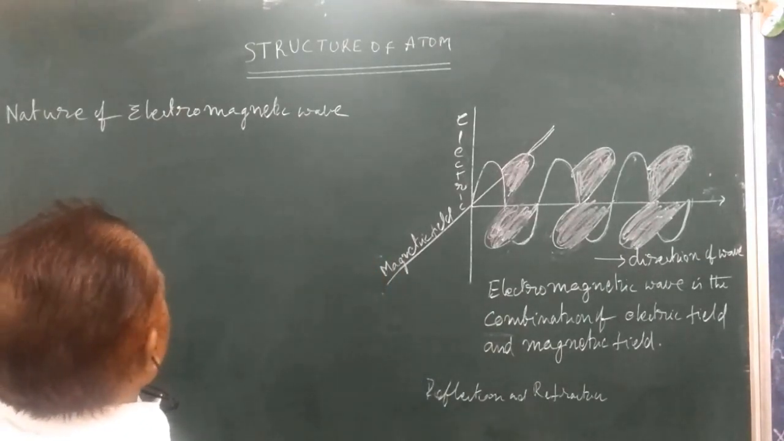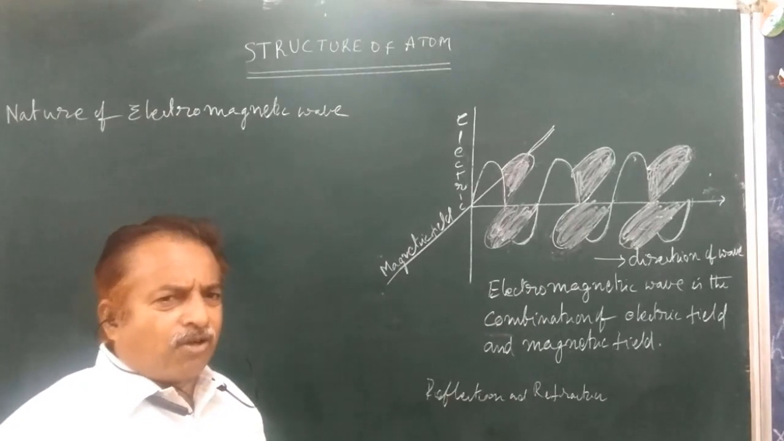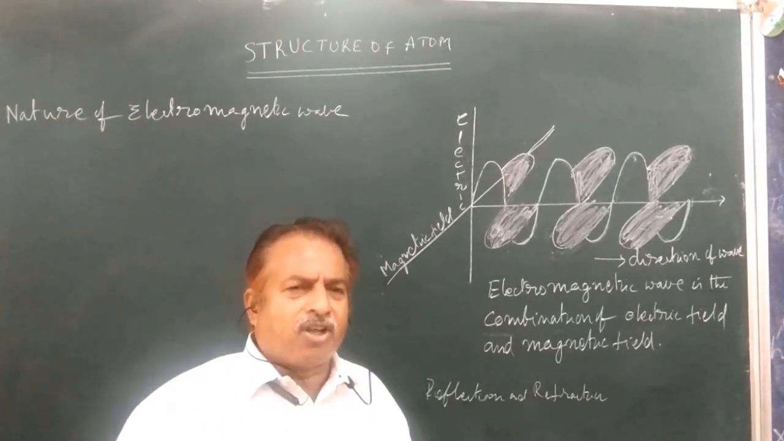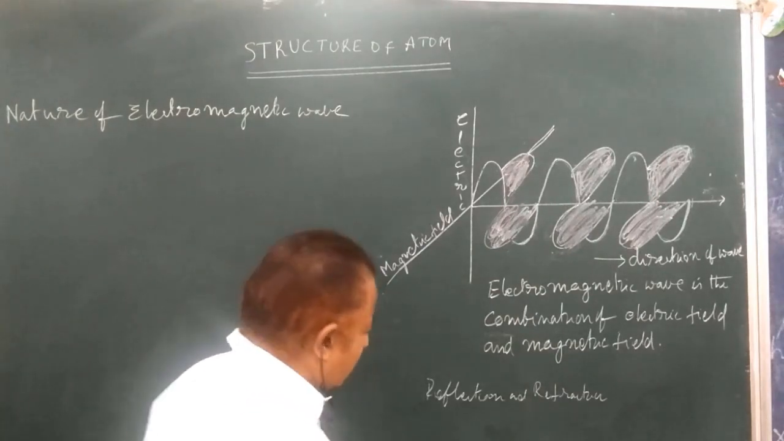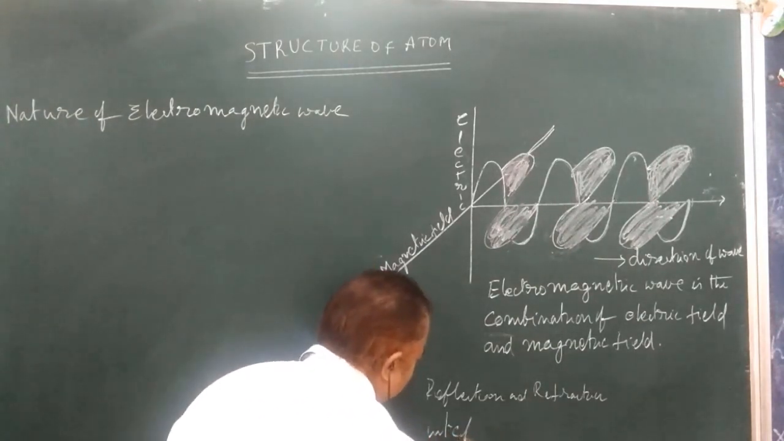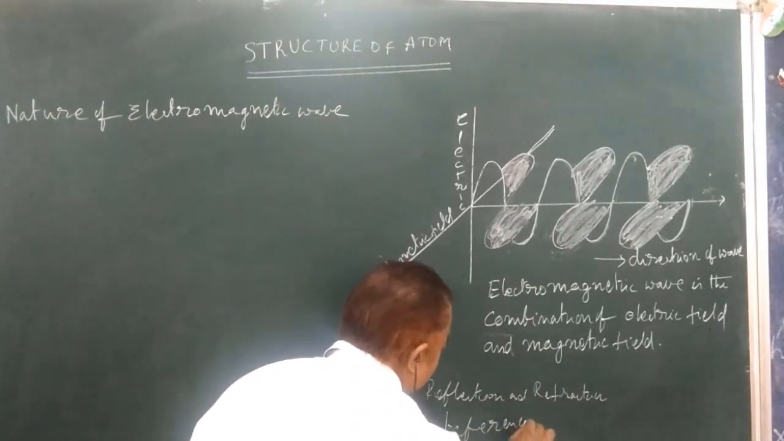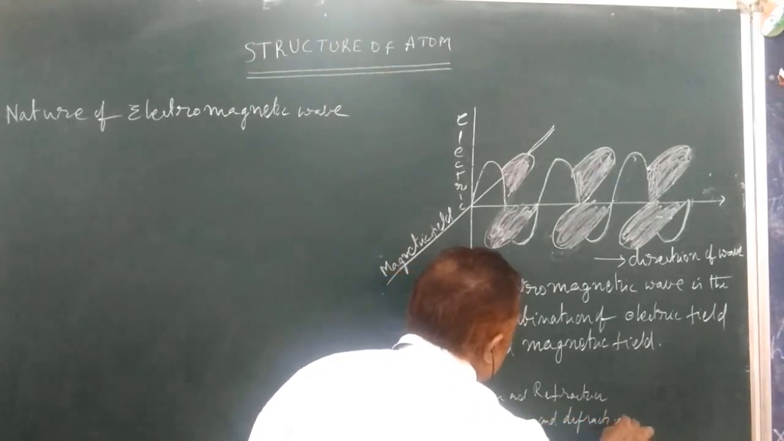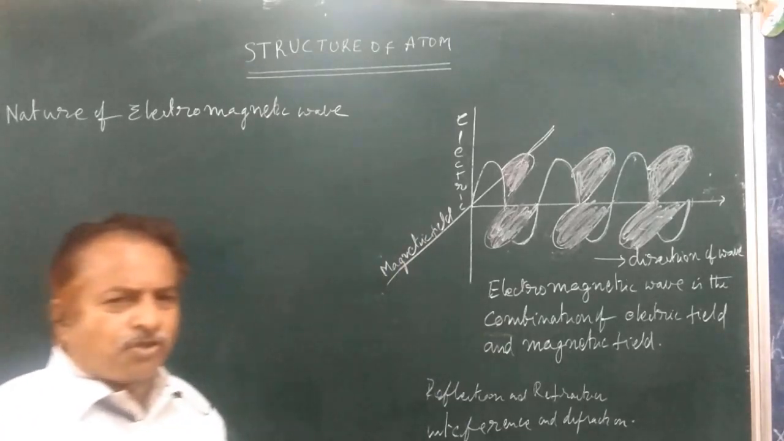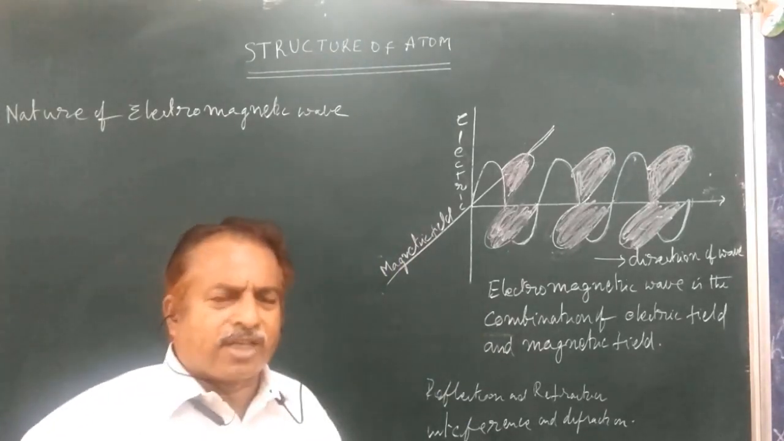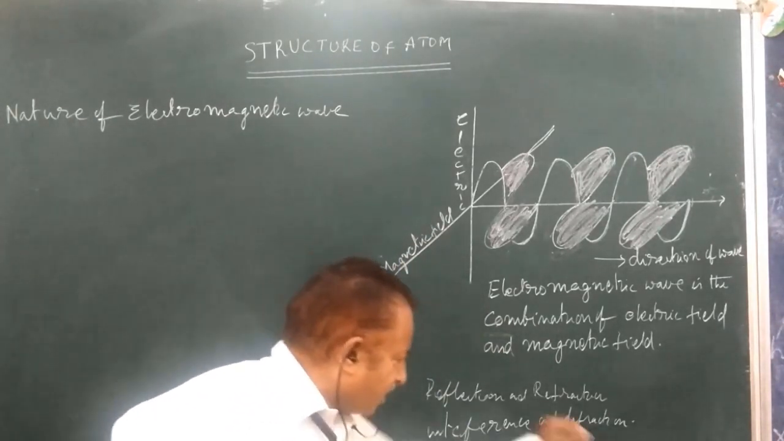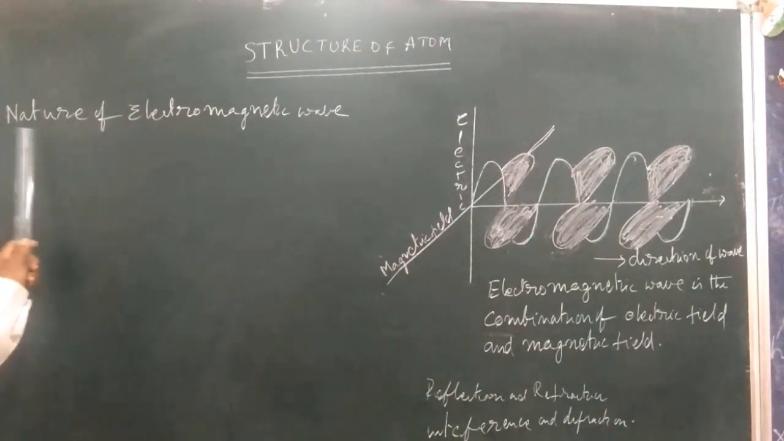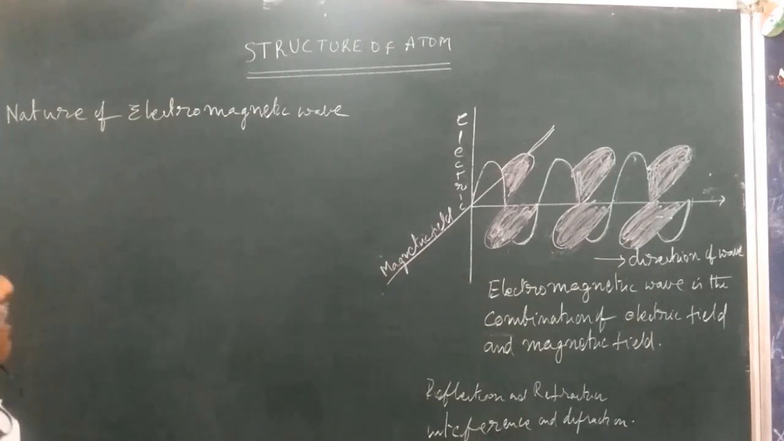The wave nature, that is the electromagnetic theory of wave radiation, could explain the phenomenon of interference and diffraction. So, electromagnetic theory could explain the phenomenon of interference and diffraction. Now, let us see the wave nature of electromagnetic waves.